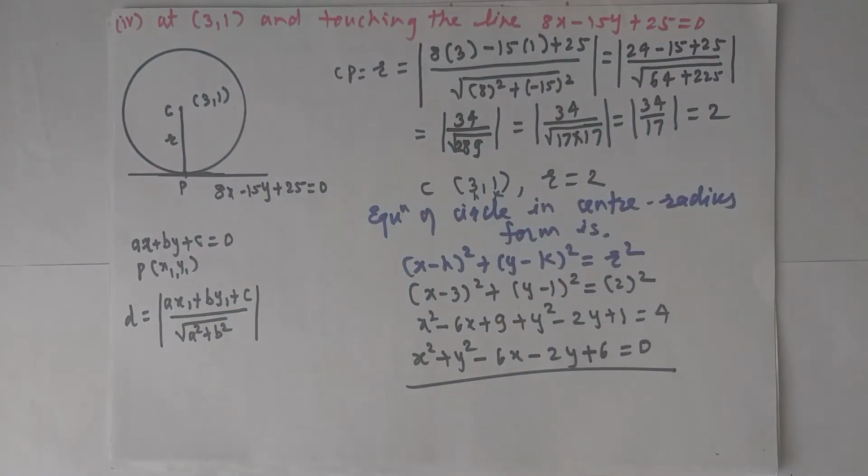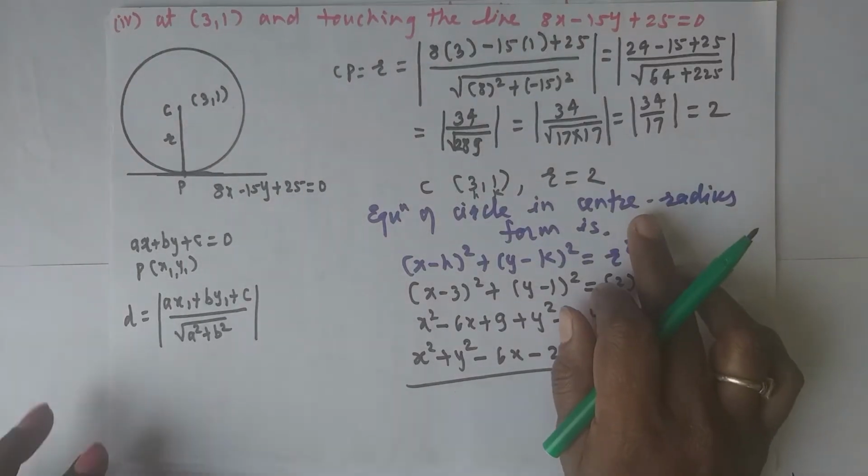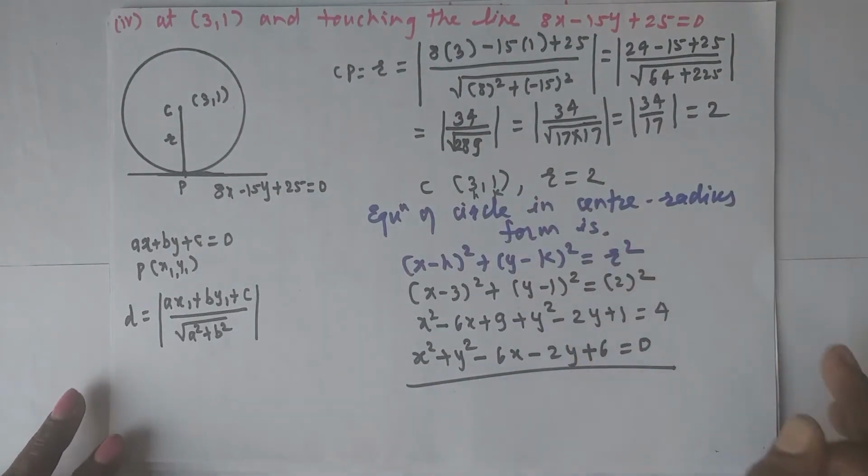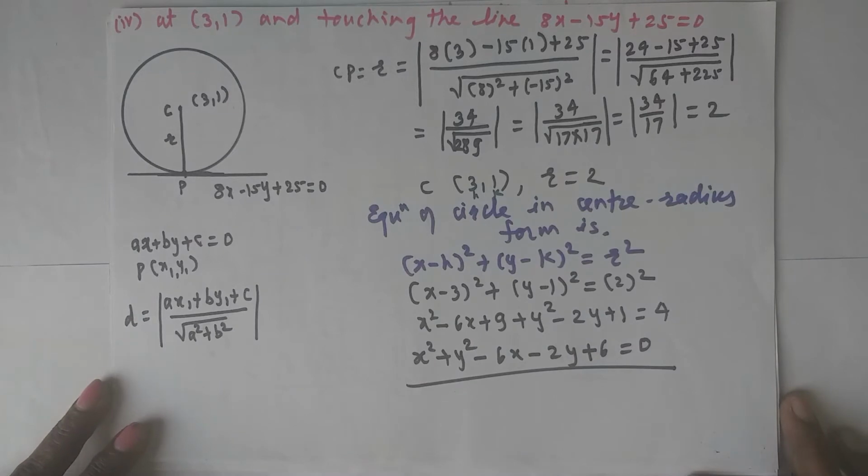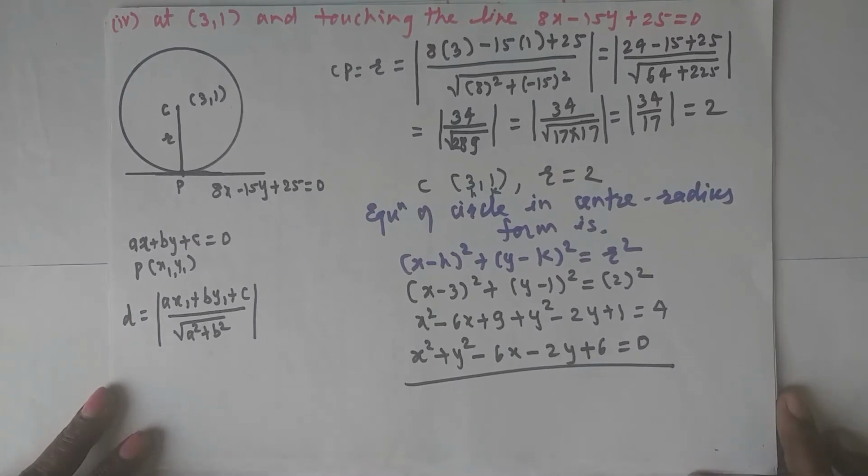Remember that with the given information, here center is already given, and with the given information we have found out the radius using the formula distance of point from the line. And if we find out radius, then it is very easy to find the equation of circle using center radius form. Okay students, let's see the next.